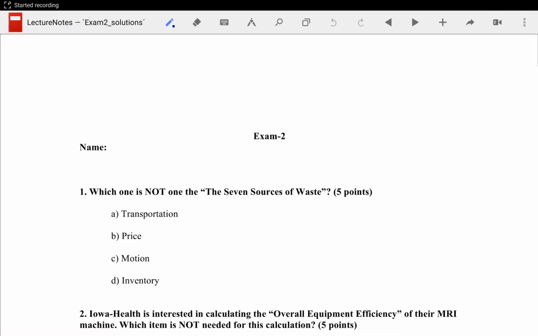Alright, let's get started with the solutions for exam 2. So the first few questions were conceptual questions.